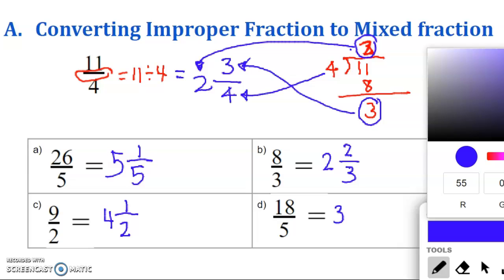And this, you are looking for how many times does 5 go into 18? 3 whole times because 5 times 3 is 15. And if I subtract 15 from 18, 18 minus 15 is 3 remaining out of the 5. The denominator stays the same.